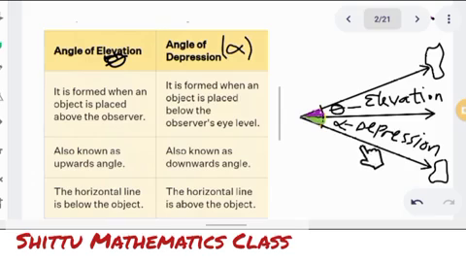If you look at this diagram here, this is the first object. Angle of elevation is made when the observer is here and is trying to observe something above. So that is above the observer. And in terms of depression, it is formed when an object is placed below the observer height level.